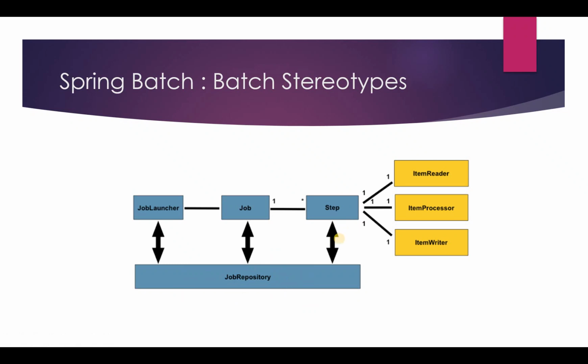So this is basically the Spring Batch stereotypes, right? First we have a job, and then each job contains a step and each step can have one reader, processor and writer. Now, in our case, we will create a very simple application where we will be reading the data from the file system, then we will process that data and then we will write that data to the console. So let's go ahead and start creating the Spring Batch application.